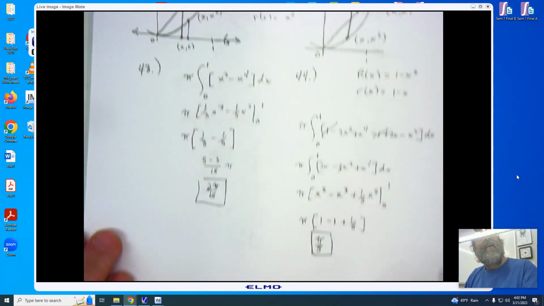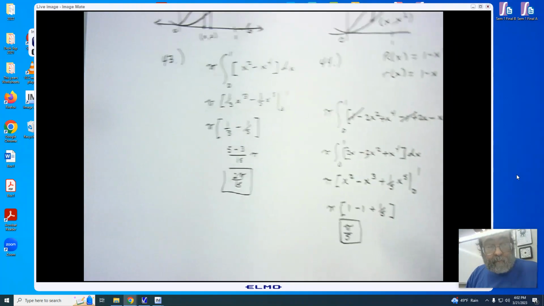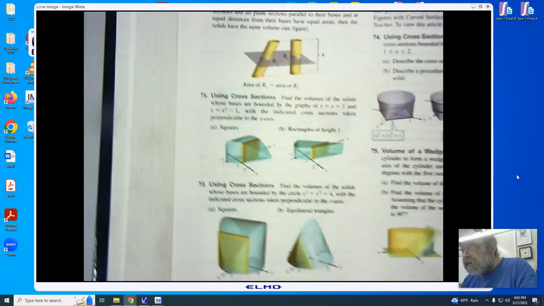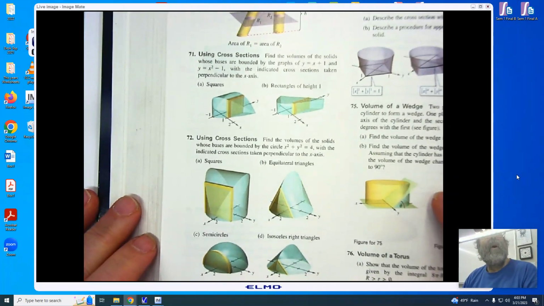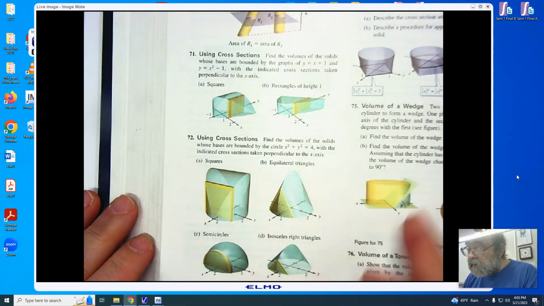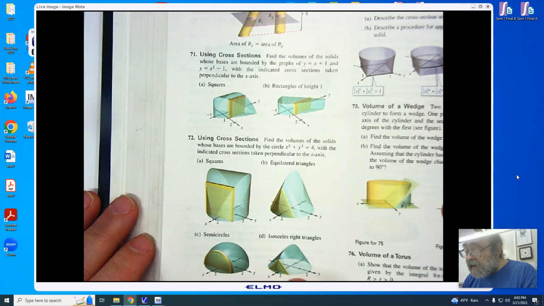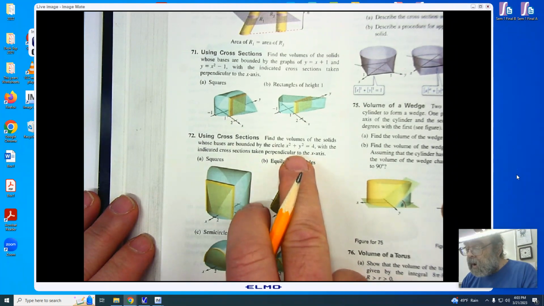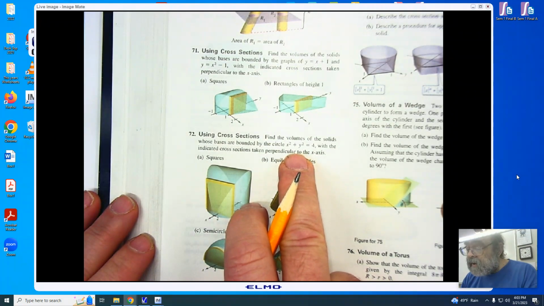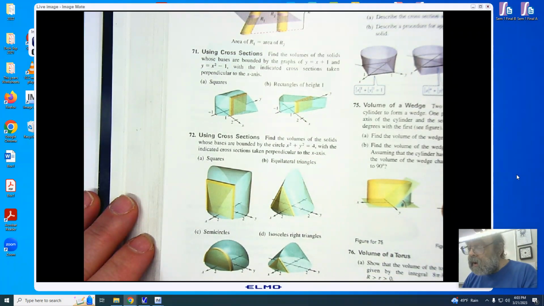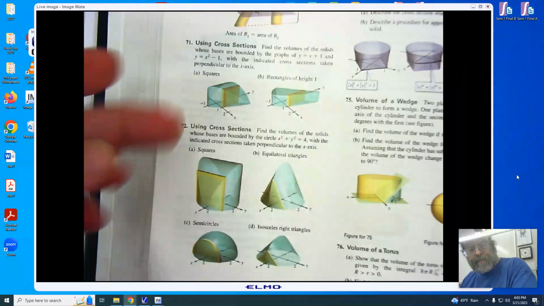Alrighty, we're now going to head to number 72. Please be aware that number 72 is pretty much a great big problem. And what they are asking you to do is perpendicular cross sections. You notice they give you figures, so they want you to work with squares, then equilateral triangles, then semicircles, and then isosceles triangles. We're going to work with the same figure, x squared plus y squared equals 4, which is a circle, and we're going to bind it into 3 dimensions.